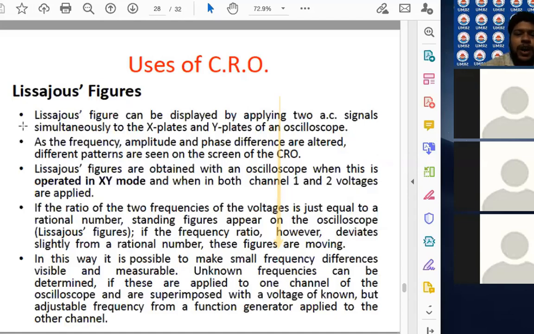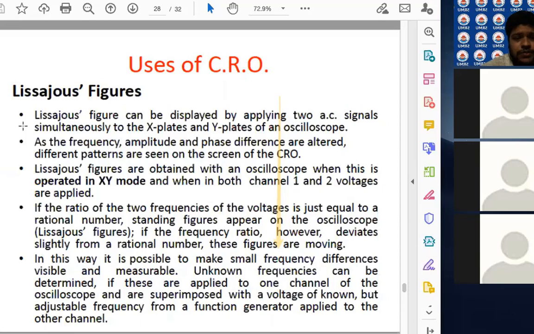So how can we get a Lissajous figure? It says if we apply two AC signals simultaneously on the X plate and Y plate, and the frequency, amplitude and phase difference are altered, different patterns are seen on the screen. So if we give two AC signals, there will be something on the screen because the CRO is a display device. If we change frequency, amplitude or phase difference, we see a different kind of pattern on the screen.